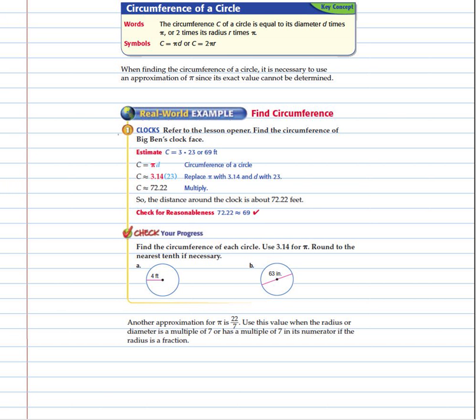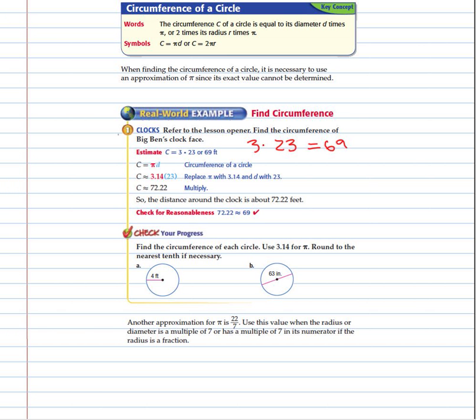Refer to the lesson opener. Find the circumference of Big Ben's face. Well, they told us that the diameter was 23 feet. So we would estimate 3 times 23, which is a little bit of an underestimate. It gives us 69 feet.